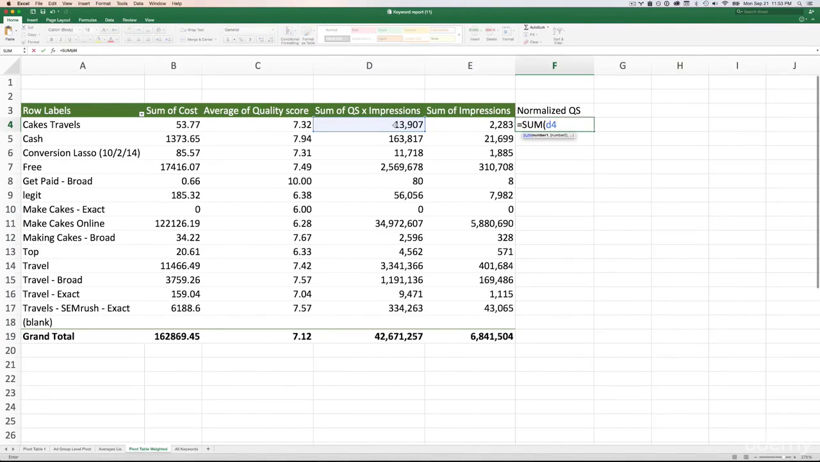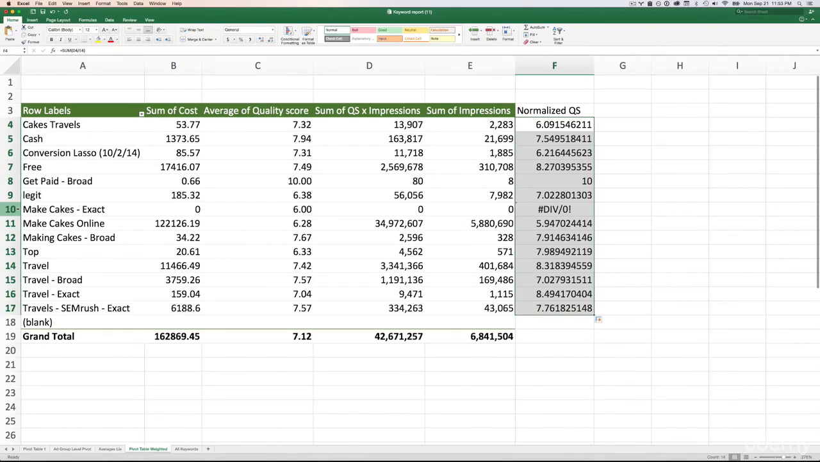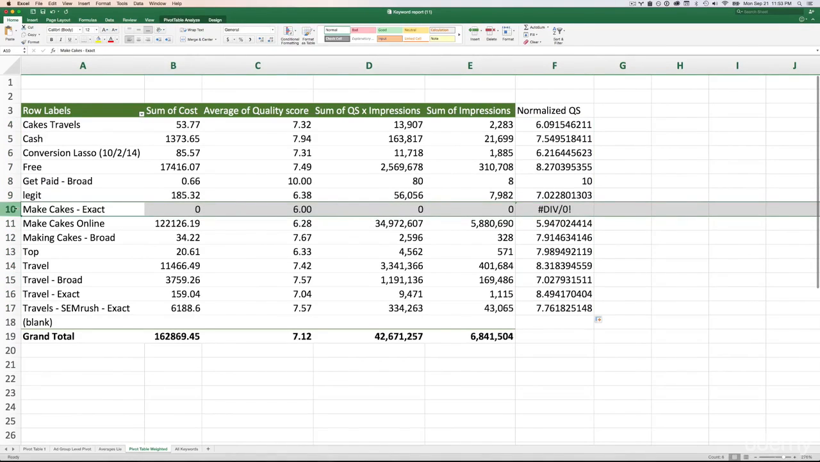divided by my sum of impressions, which over here is E4. Okay, and I'm going to go ahead and drag this formula down to the bottom. And we have one error here because this is not showing us any values of cost. Obviously, it looks like there were no clicks in this specific ad group, so we could just totally ignore that for now. That's not a big deal.